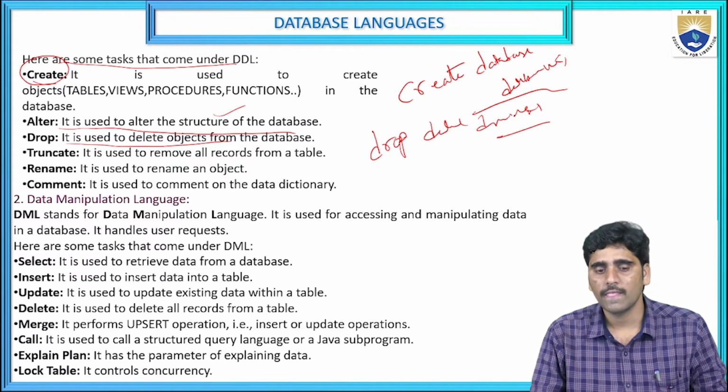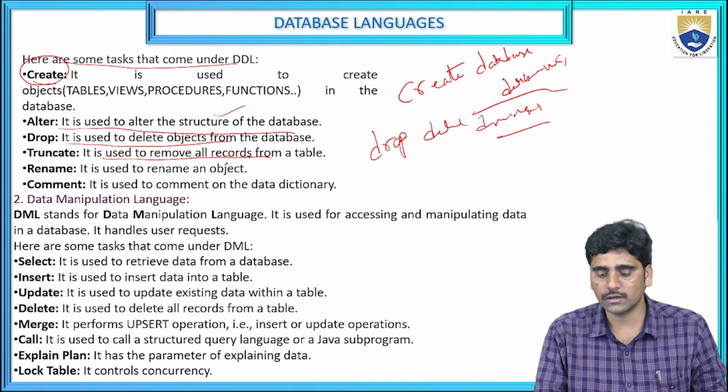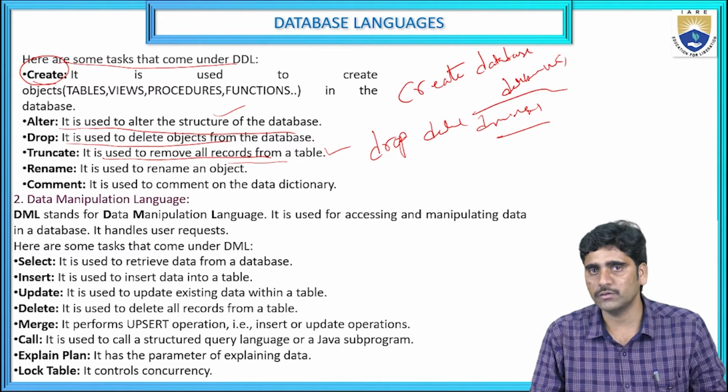So in the same way, truncate. Truncate is also used to remove the records from the table. So the table contains records and records contain values, right? So all the records are going to be removed by using this truncate command.